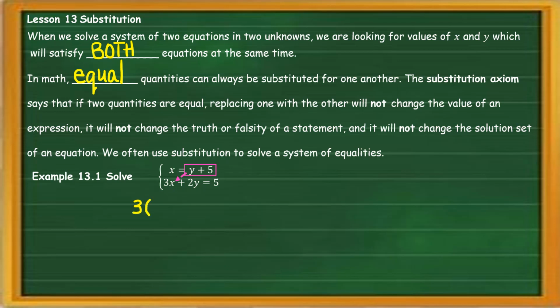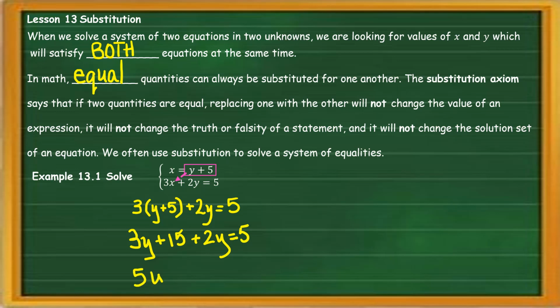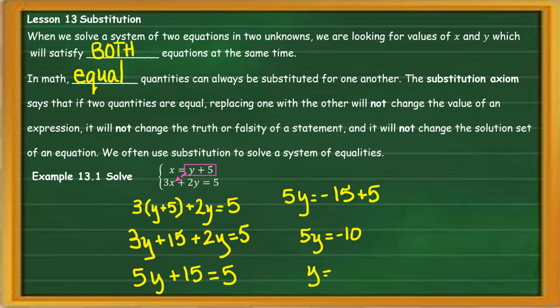So I'll have 3 times x, which is y plus 5, plus 2y equals 5. And now I just need to use the distributive property. So I'll have 3y plus 15 plus 2y equals 5. And then add my like terms, 5y plus 15 equals 5. And then I'm going to subtract 15 on both sides. 5y equals -15 plus 5. And that means that 5y is equal to -10. So y is going to be -2.